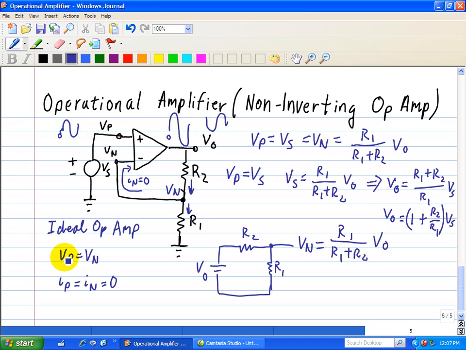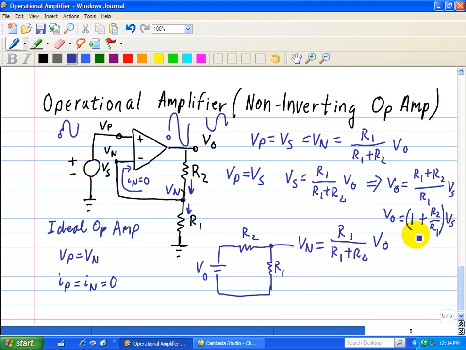We use the ideal characteristics of Vp equal Vn, and Ip equals In equals 0, and we use that approximation so we can use a voltage divider at our output circuit. And then our input is related to our output in terms of using Vp equals Vn. So once again, our gain is governed by our external resistors, R2 over R1, and then we add a 1 to it. Now let's say we want to design this op-amp to have a gain of 10.